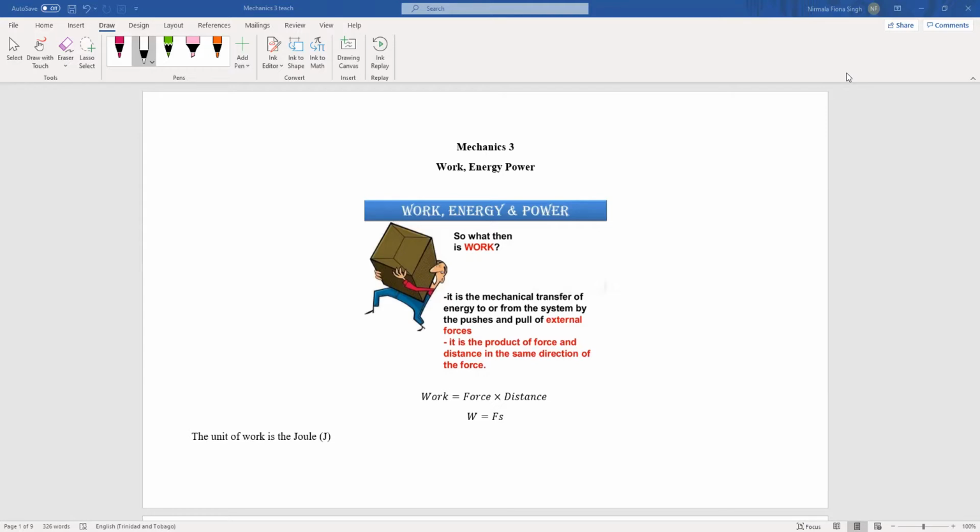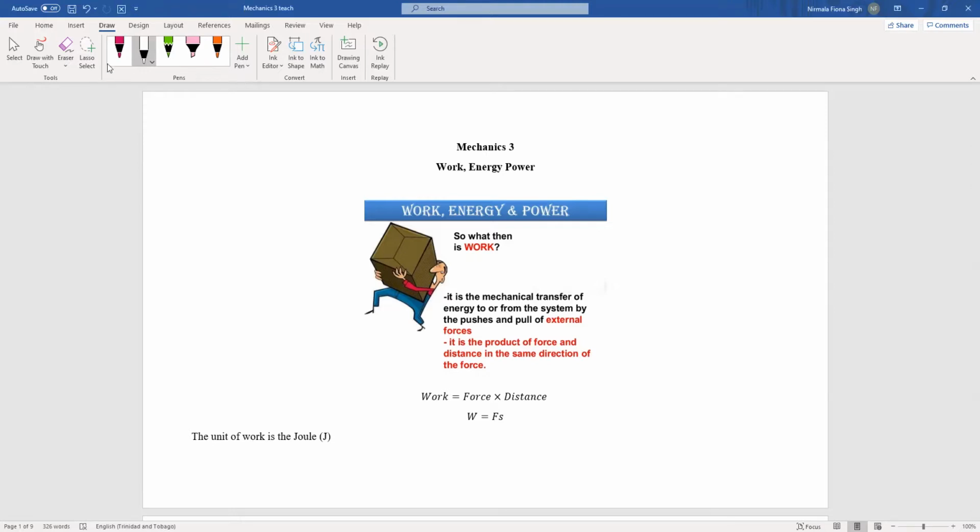So, starting off with work. What is work? Work in scientific terms is the mechanical transfer of energy to or from a system by the pushes or pulls of an external system. Meaning, work is simply the amount of distance a force travels. If you cannot make a force travel, if you cannot make an effort, being a push or a pull, travel, right? You will not have done work.